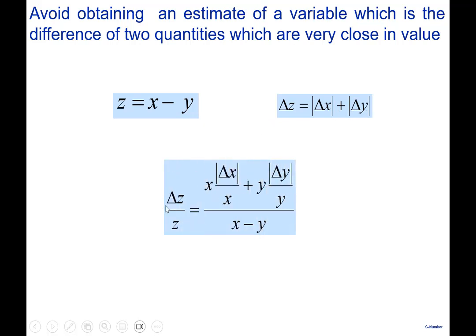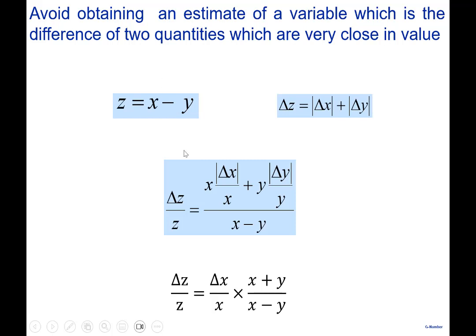Let's calculate the percentage error. Delta Z by Z is the percentage error. So that would be equal to delta x by x multiplied by x, plus delta y by y multiplied by y, divided by x minus y. That's the percentage error. Let's assume that the percentage error in x and y are the same. Whatever it is, 1%, 2% or whatever. Then I can simplify it and write delta Z by Z: the error in Z is the error in x multiplied by x plus y divided by x minus y.